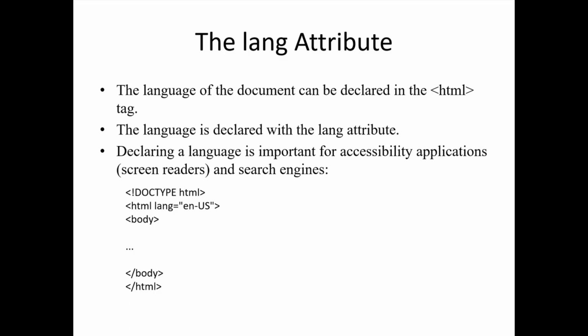So the lang attribute is used with doctype HTML, which represents what type of document it is, and then html space lang equals, in double quotes, en-us, which states that the language is English US. That is what the HTML attribute is. And then you will have your head and body tags. This is the lang attribute.